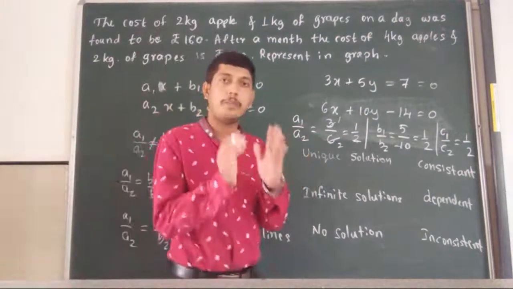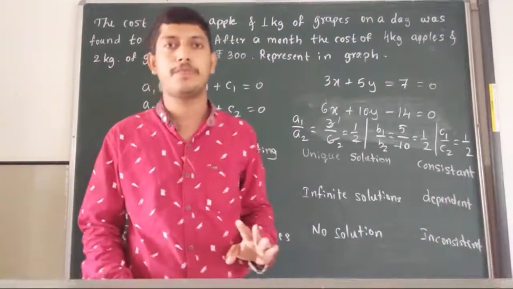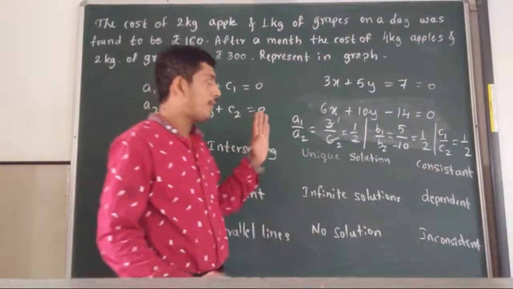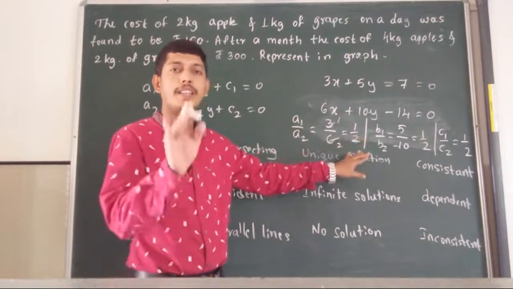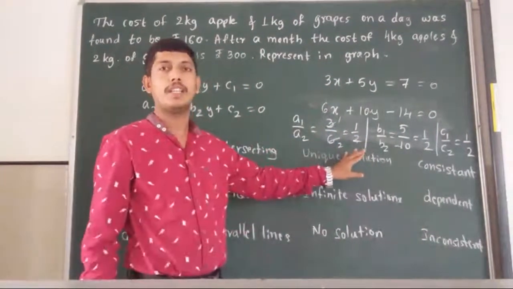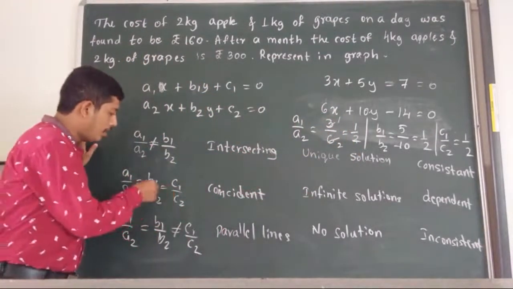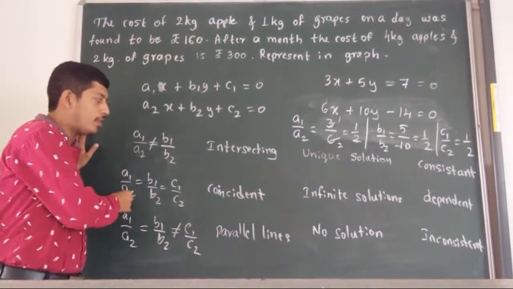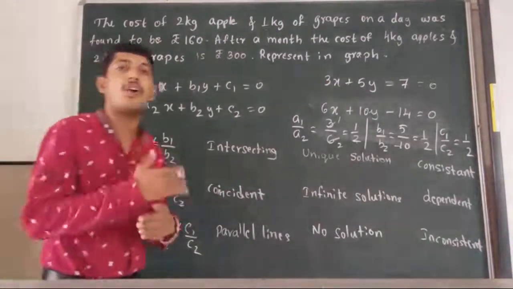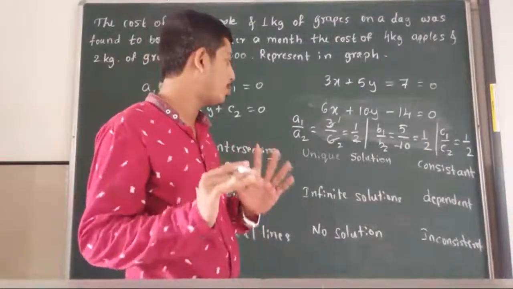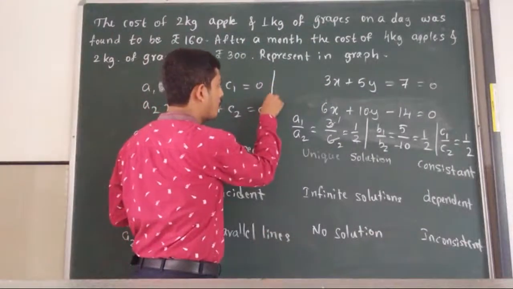If A1 by A2 is not equal to B1 by B2, then no need to find C1 by C2. If the first two ratios, A1 by A2 and B1 by B2, are equal, only then we have to find C1 by C2. If C1 by C2 is equal to B1 by B2, which is equal to A1 by A2, that means they are coincident. They are overlapping each other. The two lines are overlapping on each other. So I will draw a small graph here.